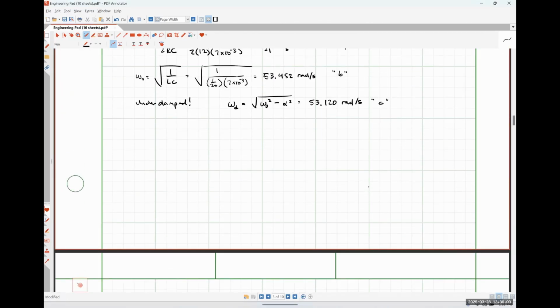I'm going to say that Vc of t, or V of t, because we've been calling it V of t the whole time, is equal to B1 cosine omega_d t plus B2 sine omega_d t, all times e to the negative alpha t. And because we found that our capacitor voltage was 0 at infinity, I'm just going to leave it here.